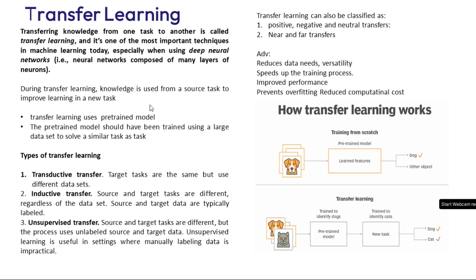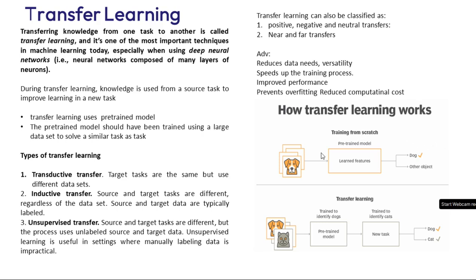So this is another very famously used learning method called transfer learning. As the word itself says, you're transferring the knowledge, right? So here there is a transfer of knowledge, and this is very popularly used especially in deep neural networks. Deep neural networks are neural networks which are composed of many layers of neurons. Now to simply understand this, let's look into this diagram.